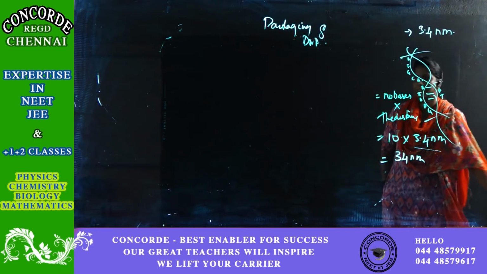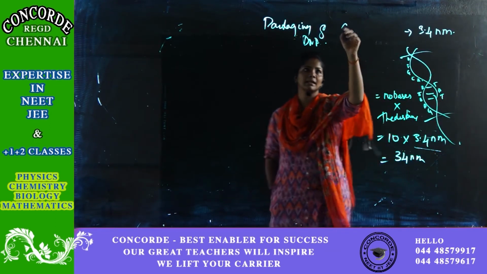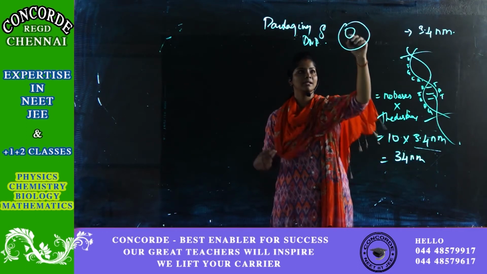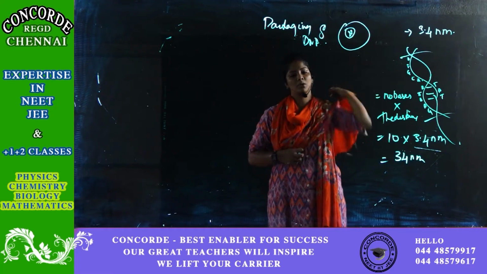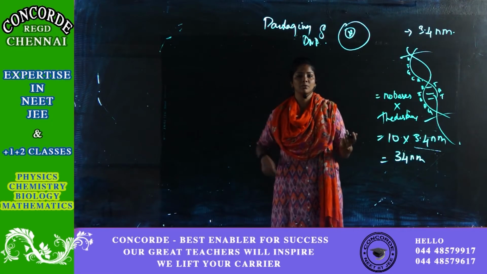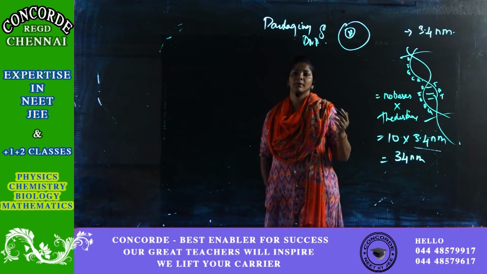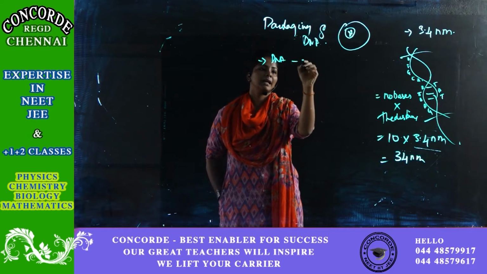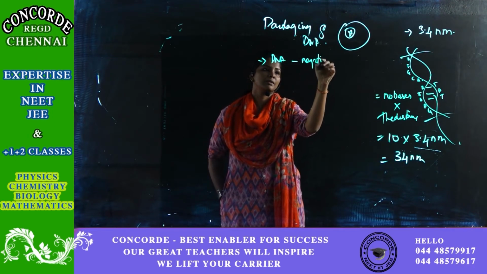First thing is that you all know that in a cell you'll have a nucleus. In the nucleus the DNA is present, that is, in the chromosome. So how is it packed in the chromosome? All these we're going to see now. First of all, DNA is negatively charged.